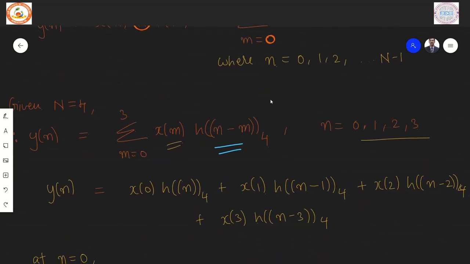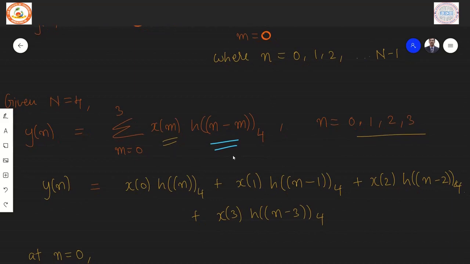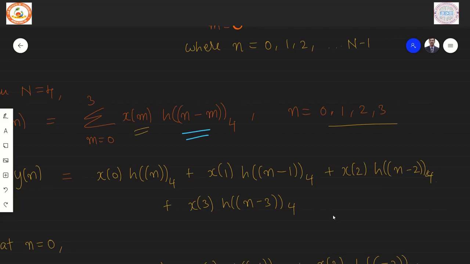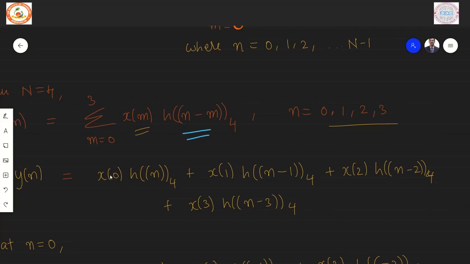Therefore, now if you expand this particular summation, we get 4 terms as shown here. So first we have x of 0, x of 1, x of 2, x of 3. These are the inputs. They are multiplied with the h of n, where we are taking mod of 4. The next term is n minus 1, next is n minus 2, last is n minus 3.